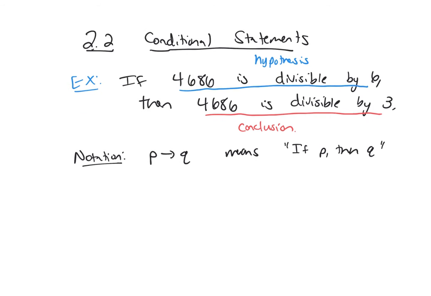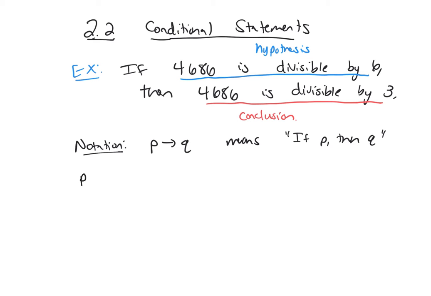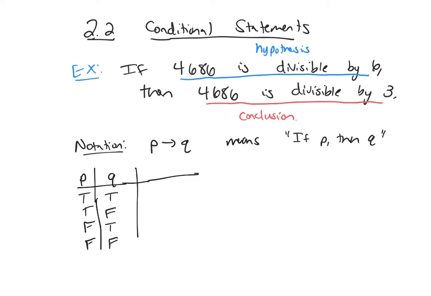So now let's talk about the truth table for a conditional statement. We have P, we have Q, we have 2 variables, which means we need 4 rows in our truth table. So now what does the truth table look like? So in the first row, your hypothesis is true and your conclusion is true, so it would be true. Now, in the second row, your hypothesis is true, but your conclusion is false, which means your conditional statement is false.